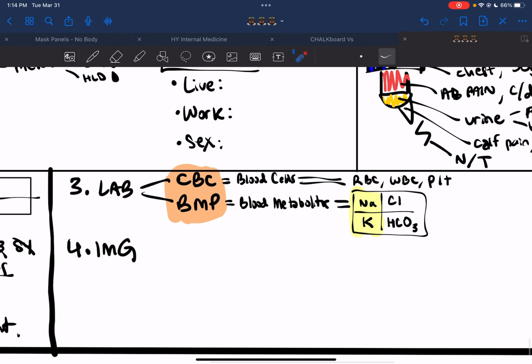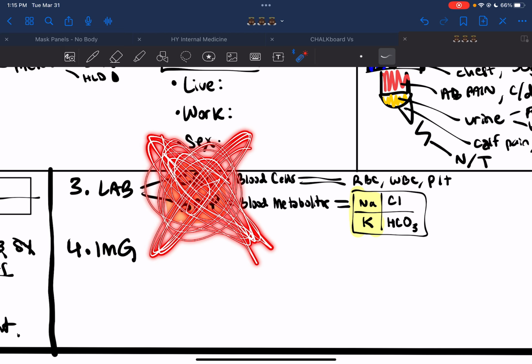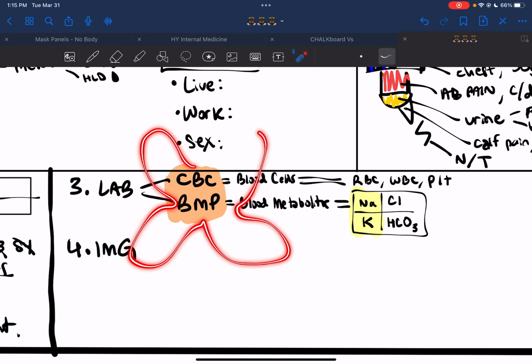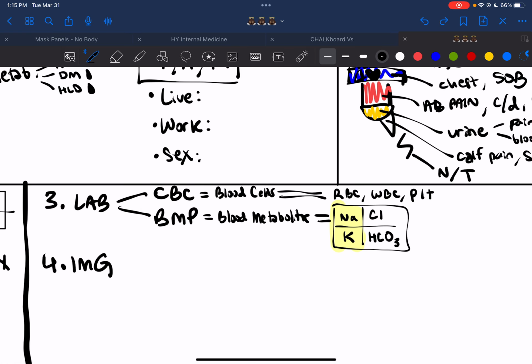I think I start out by getting a CBC and BMP. Then they'll say, yeah, good job, right? We want to know his electrolytes and everything because of his kidney issue. And it's like, oh yeah, that's what I was thinking. Good. What other labs would you get?